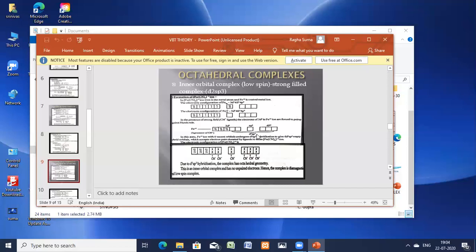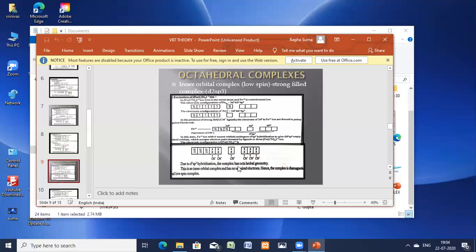So d2sp3 hybridization. How many? 1, 2, 3, 6 orbitals. 6 cyanides have bonded, each one donating a pair of electrons. These are the d2sp3 hybrid orbitals, the empty orbitals. For these, cyanide has donated a pair of electrons, and this is the bond. This arrow mark indicates the bond. Cyanide has bonded with the d2sp3 hybrid orbital. It is a dative bond. How many? 6 have formed.